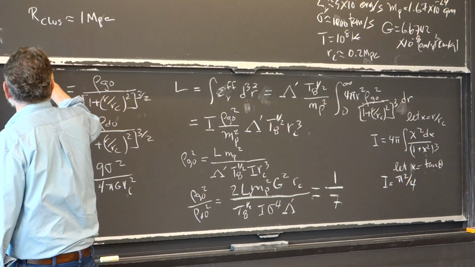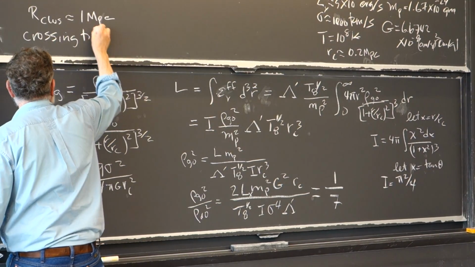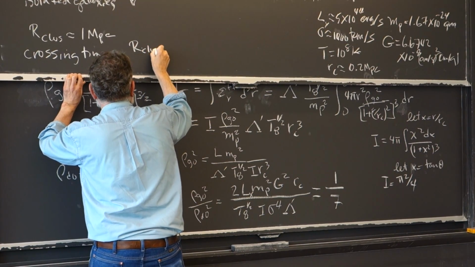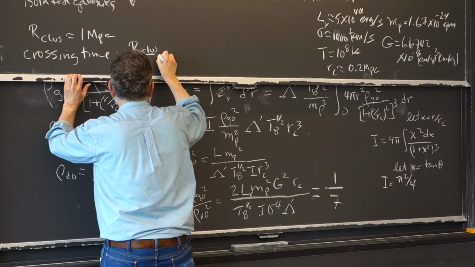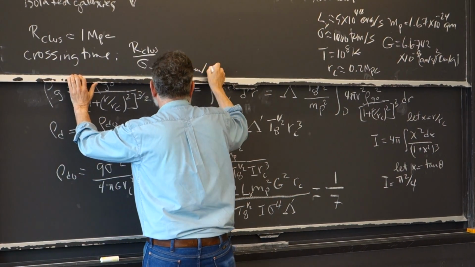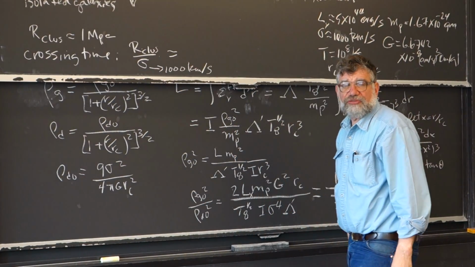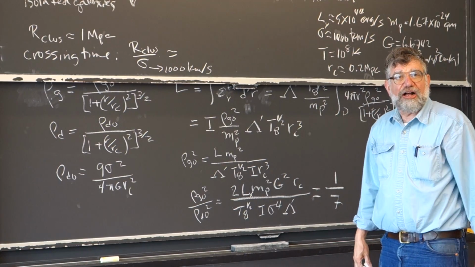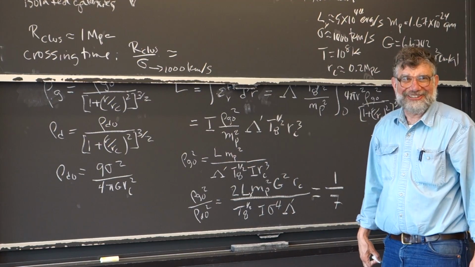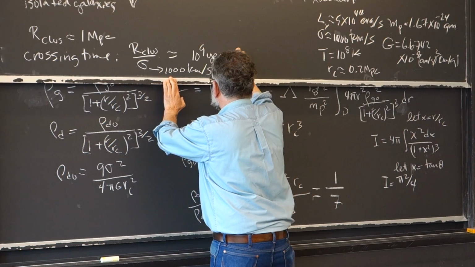You can ask, what is the crossing time for a cluster? The crossing time is the size of the cluster divided by the velocity dispersion, which is 1,000 kilometers per second. So here's a wonderful fact for those of you who are going on in astronomy to remember. A kilometer per second is a parsec in a million years. Almost exactly. So this turns out to be 10 to the 9 years.